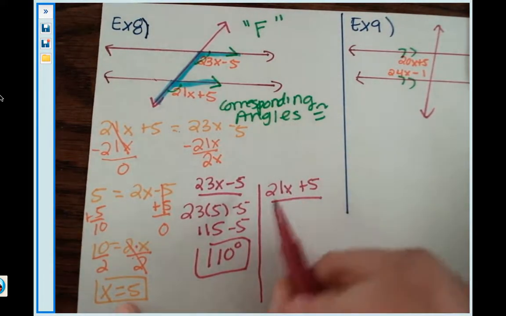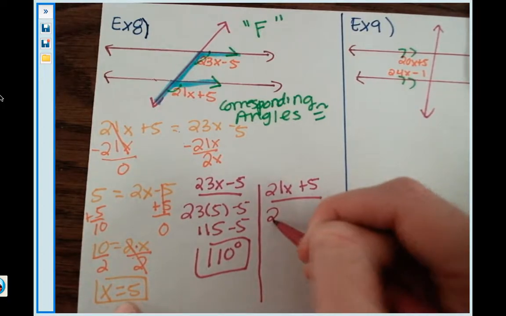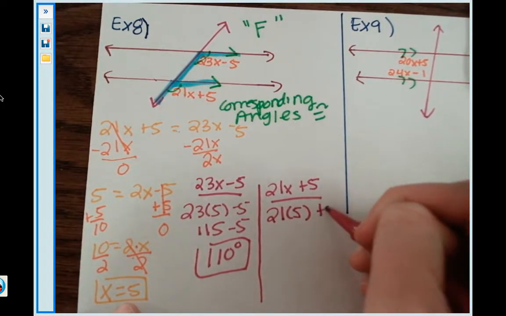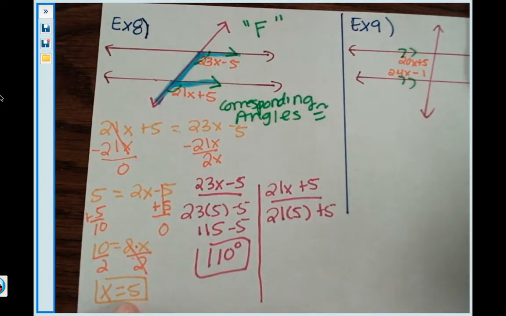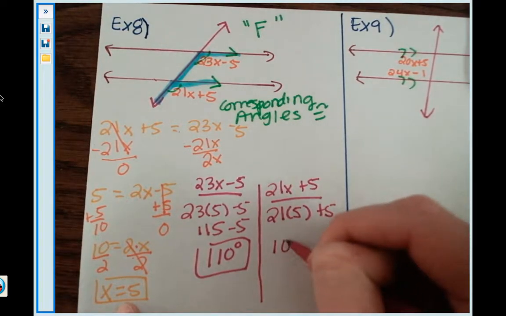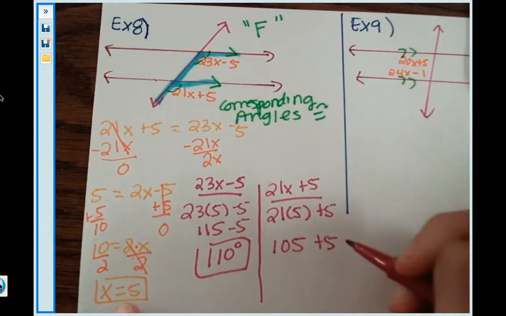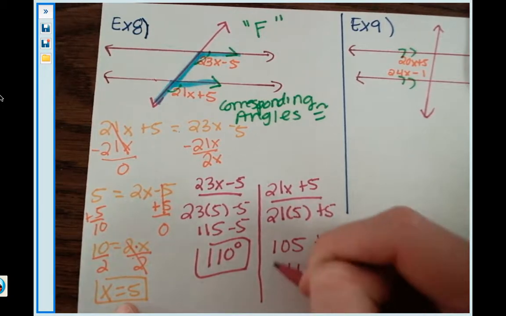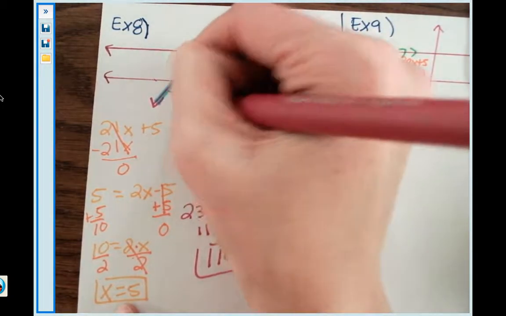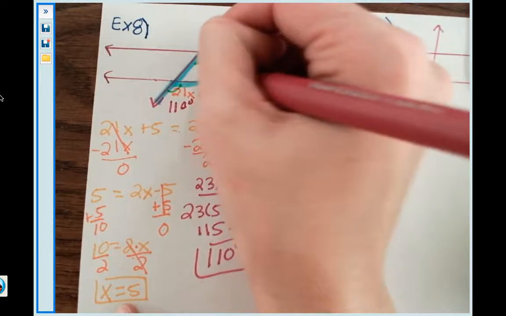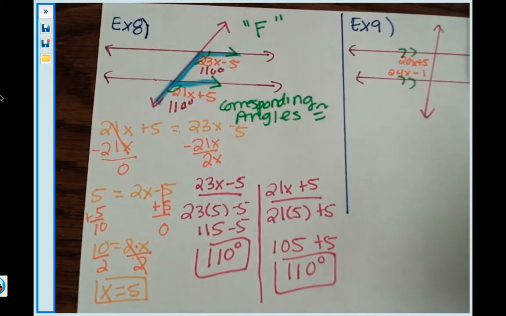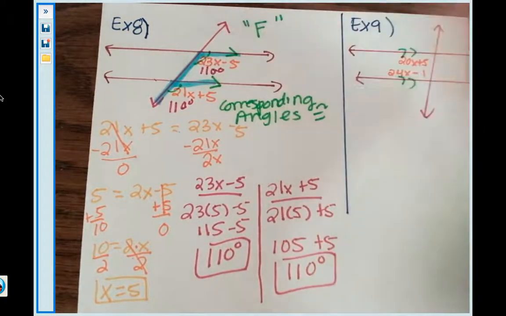All right, so here I'm going to replace my x with a 5. So 21 times 5 plus 5, which 21 times 5 gives me 105. And 105 plus 5, that gives me 110 degrees. Holy hot dog, you guys. So each of these are 110 degrees. Oh, such a fabulous problem if I do say so myself.